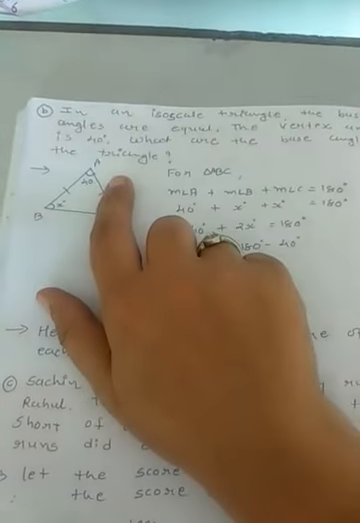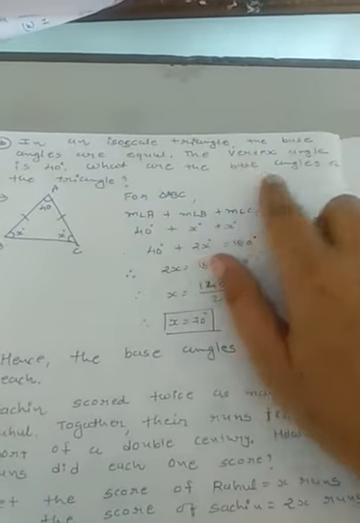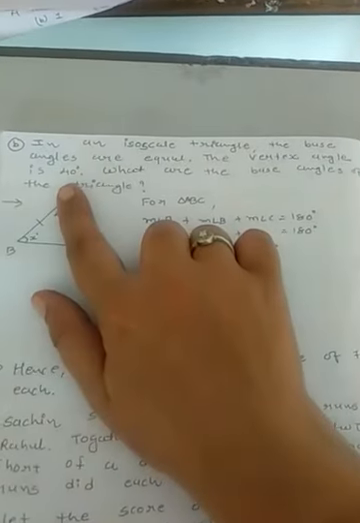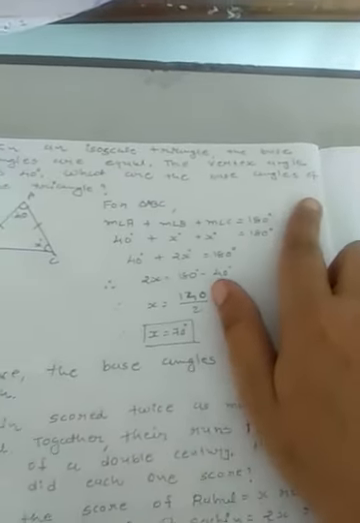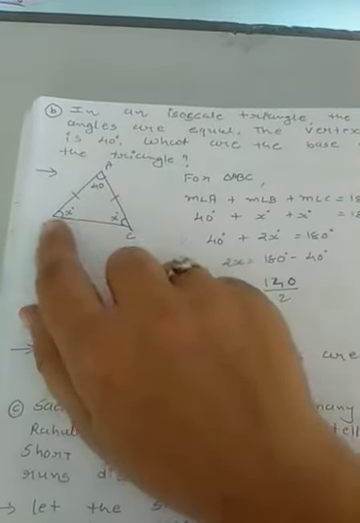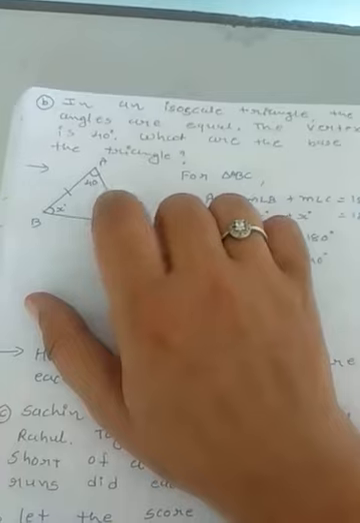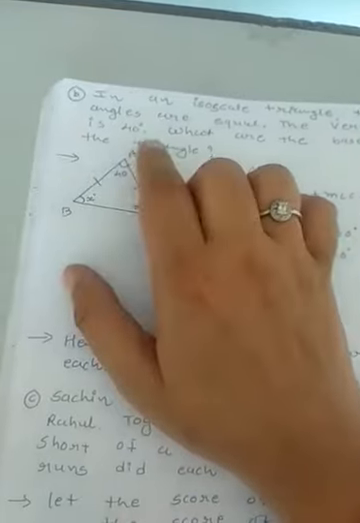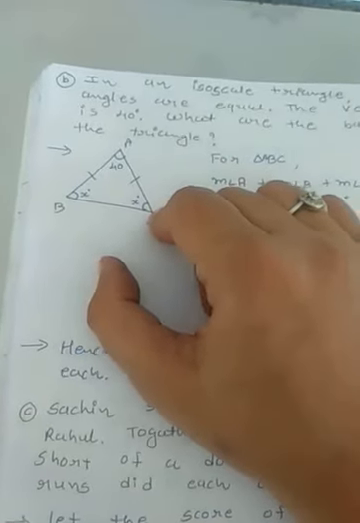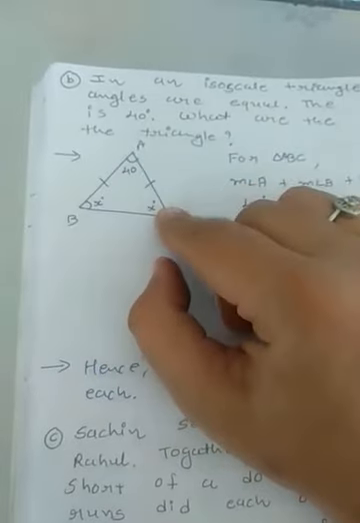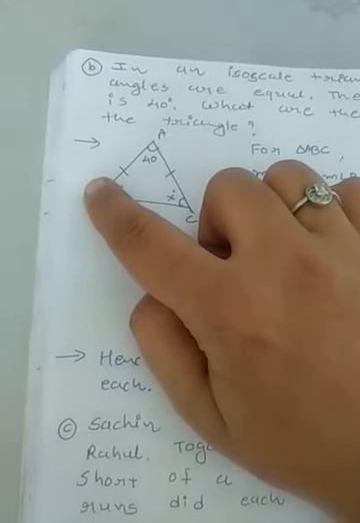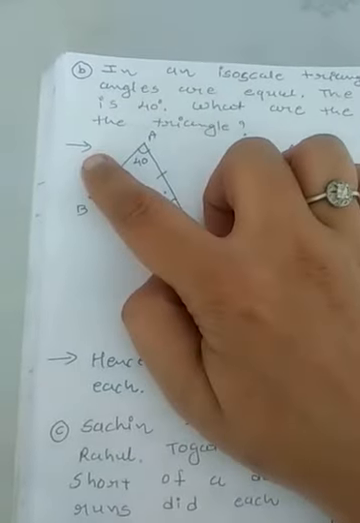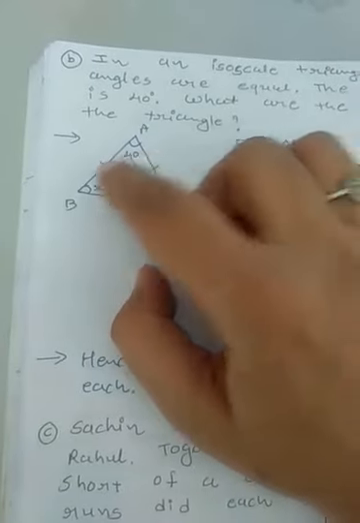Now D. In an isosceles triangle, the base angles are equal. The vertex angle is 40 degrees. Now what are the base angles of the triangle? Isosceles triangle means two sides are equal and the third one is different. So here AB and AC are equal. According to geometry, the angles corresponding to the equal sides are also equal. The angles opposite the equal sides are also equal.